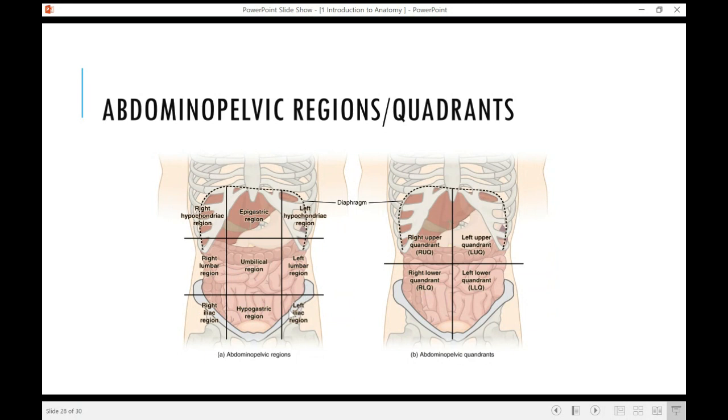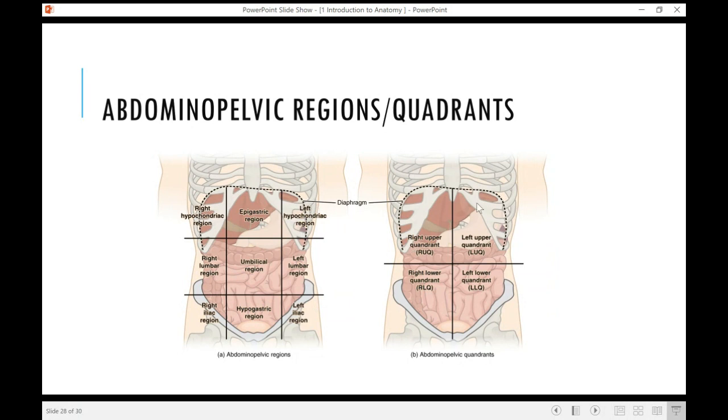Right here, you can actually feel your hip bones. The part of your hip bone that you can feel is called the iliac crest. That's why it's called the iliac region. If we go above our umbilical region, we're going to hit the epigastric. Epi means around, so around the gastric or stomach region. We have the left and right hypochondriac regions there.